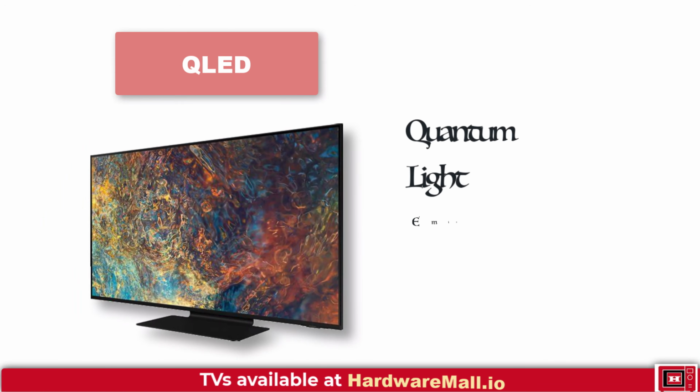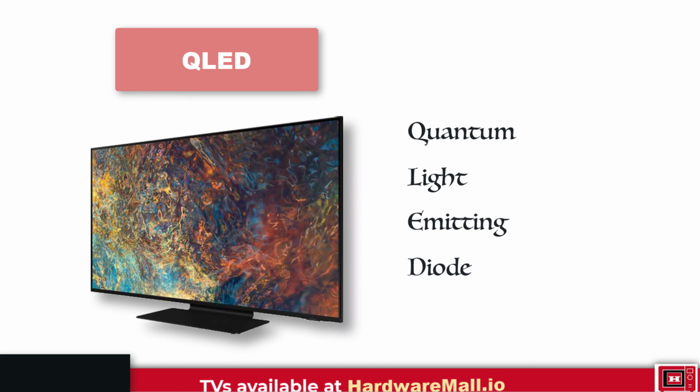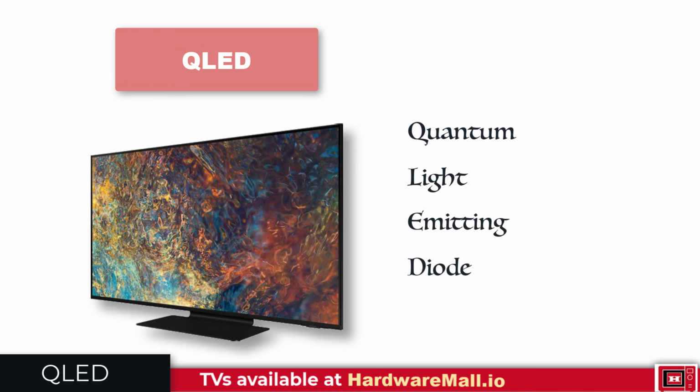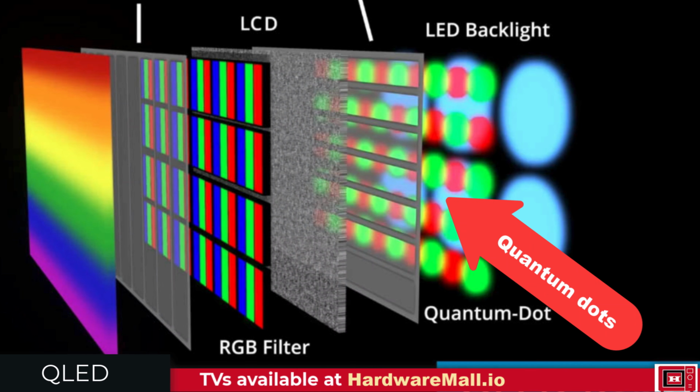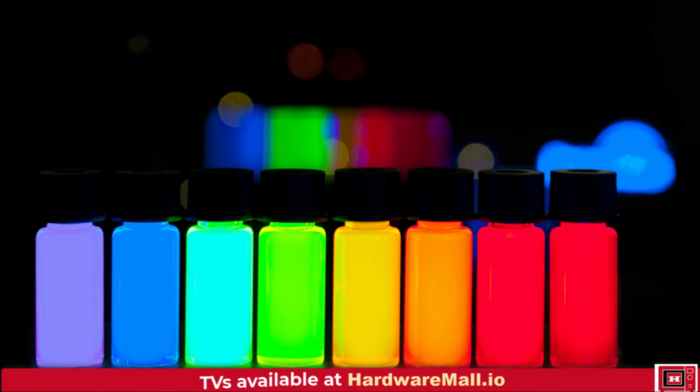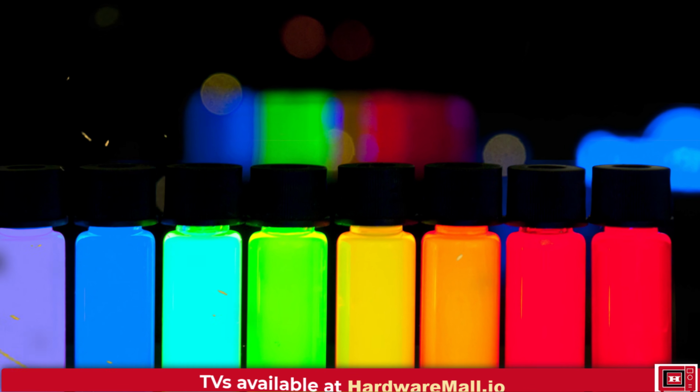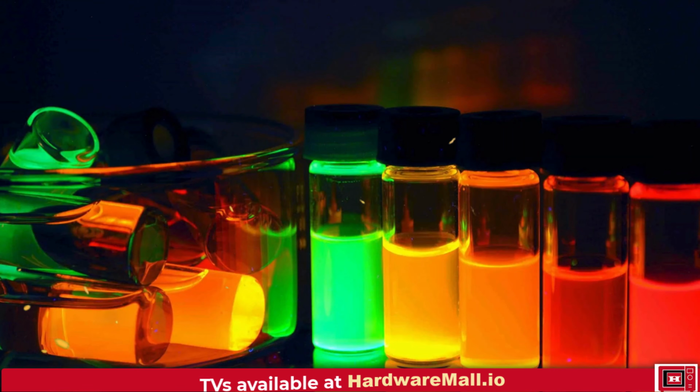QLED means quantum light emitting diode, and it's quite different from your typical LCD display. Unlike a normal LCD display, QLED uses quantum dot pixels. Quantum dot is a chemical innovation with a special ability to convert blue light into brighter red, green, or other colors of light with a different wavelength.